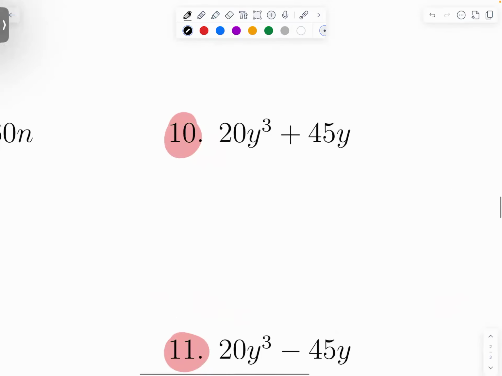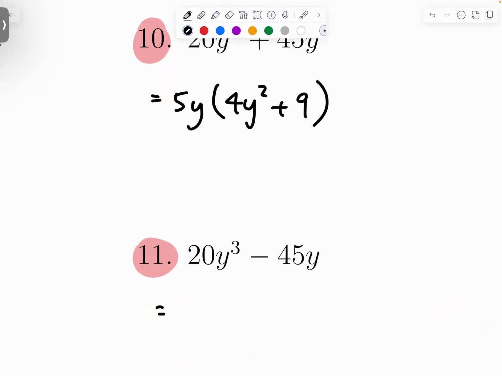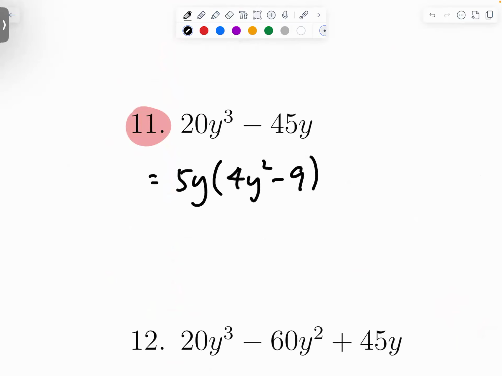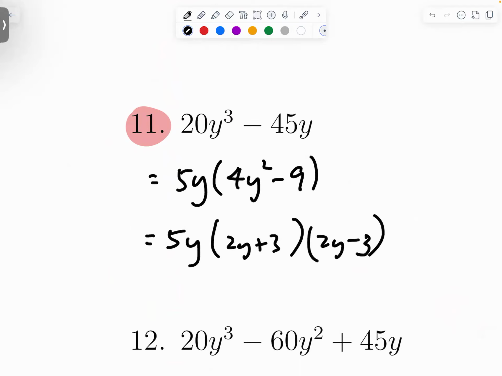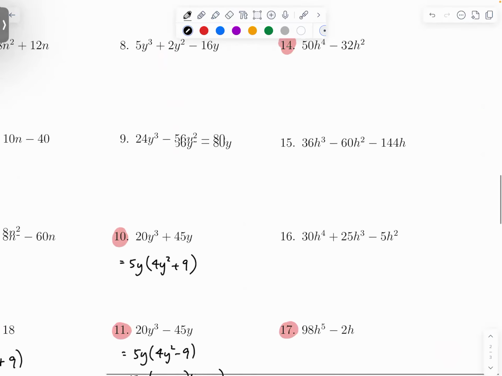Okie dokie. All right, what can we do here? I can see a 5 being a common factor. I can see a y being a common factor. So I get 4y squared plus 9. Can we do anything further? Nope, we cannot. But now, what about number 11? See how they are parallel with each other. 4y squared minus 9. And you see something special. 2y plus 3, 2y minus 3. A squared minus b squared.